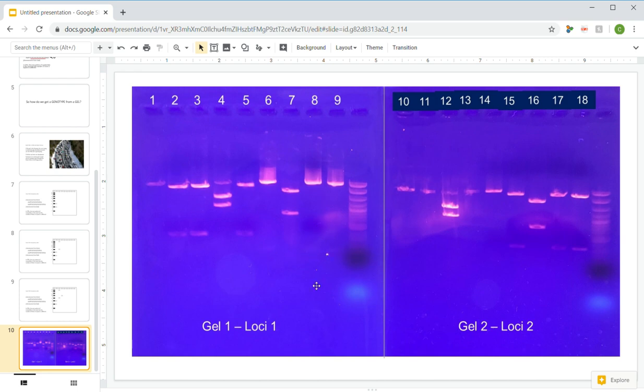Okay, so from loci 1, we can tell that 2, 3, and 5 maybe belong to the same person, and 6, 8, and 9 also may, and then those would belong to somebody different. But again, we can't say that based on one gel. We need to look at both gels to decide what matches who here.